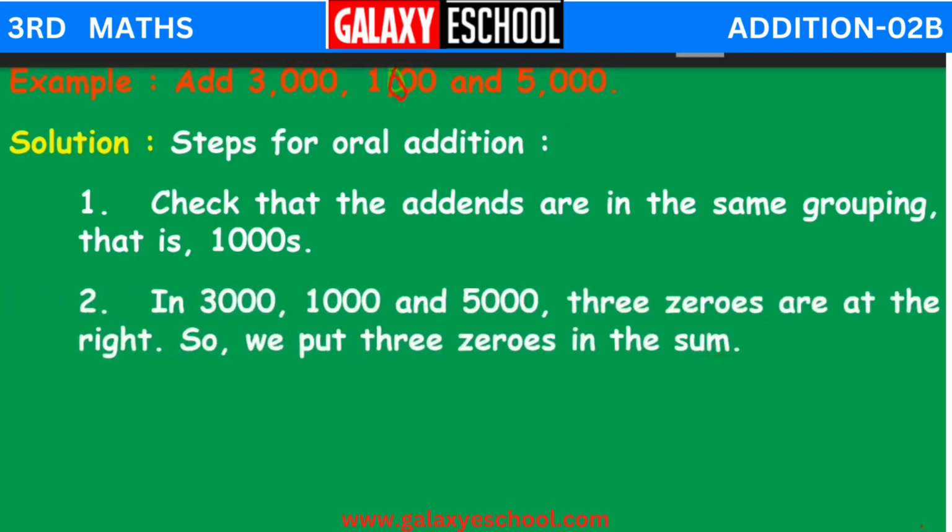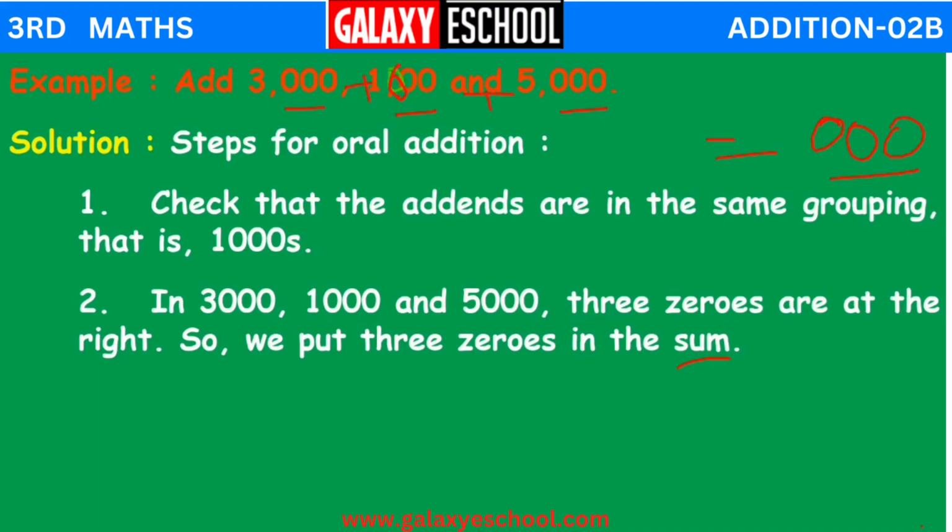Now again, what are we observing? All the 3 numbers are having 3 zeros in it. So we put 3 zeros in the sum. What is the sum? Sum is the result of addition. When we add these 3 together, the answer will be called the sum. So we put 3 zeros in the sum.